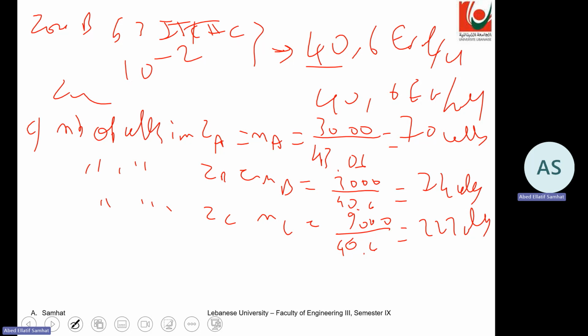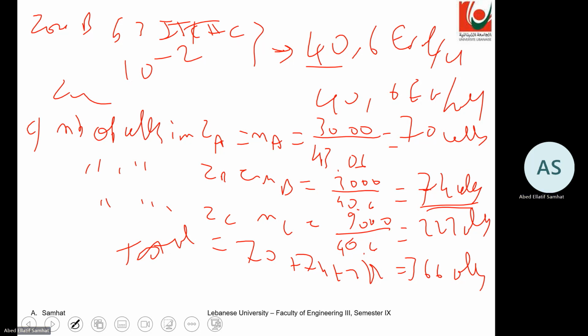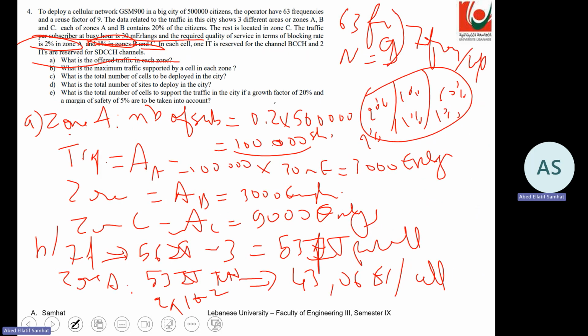And remember that in zone A and in zone B, we have the same traffic, but because the quality of service we need in B is higher than the quality of service in A, that's why we need more cells, okay? So this is the total number. The total number, in this case, is equal to 70 plus 74 plus 222. So this is the total number of cells.